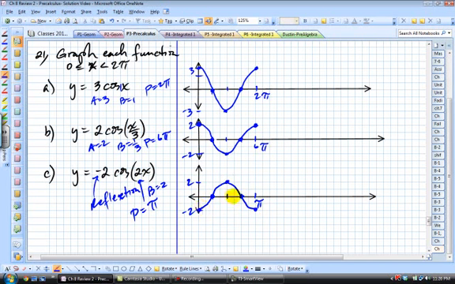Okay, there you go. You can check that too, by the way. You can take pi halves here and see if you get 2. 2 times pi halves is pi, cosine of pi is negative 1, times negative 2, positive 2, and you get 2 right here. So you can check points to verify the graph. Not that hard.